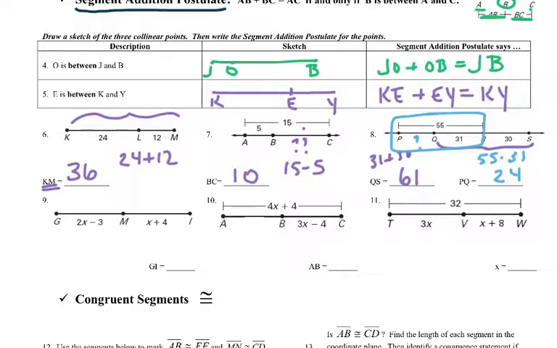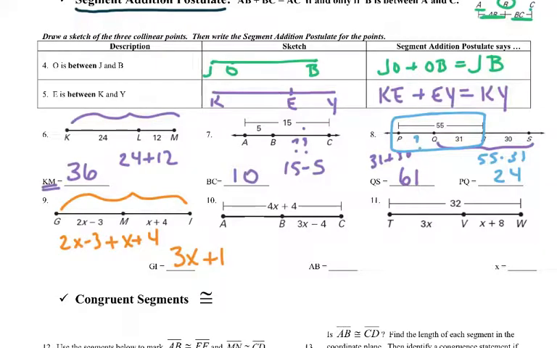Then we make it a little bit tougher with just like a little equation, really, right? So the equation here, we're going to add these two segments up to find GI. So 2x minus 3 plus x plus 4. Now, I said equation, but this is actually an expression, where there is no equal sign. We're just combining like terms, 3x plus 1.